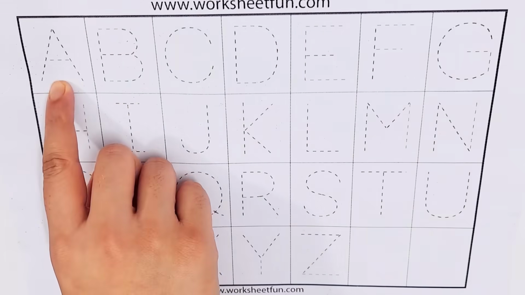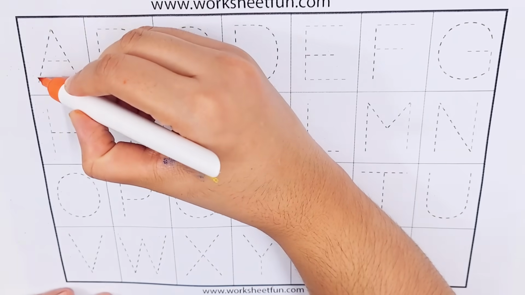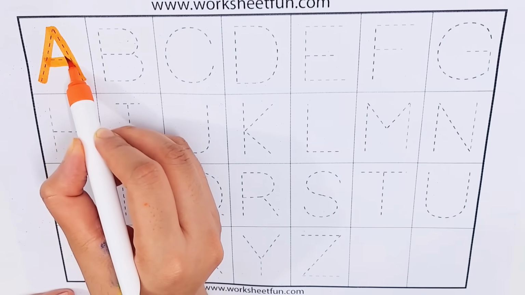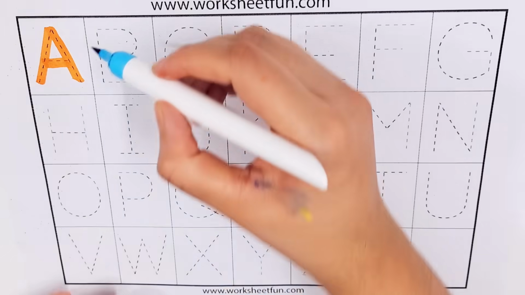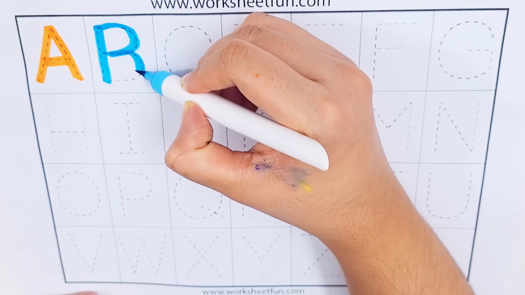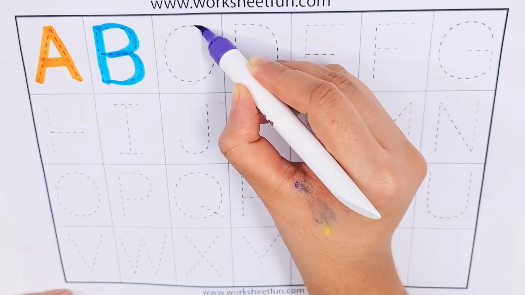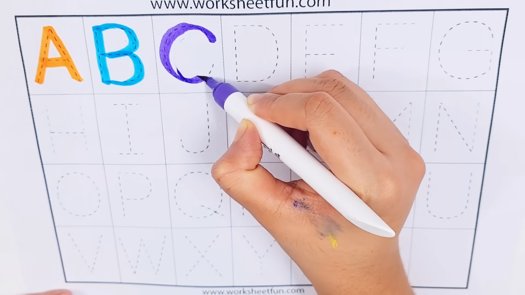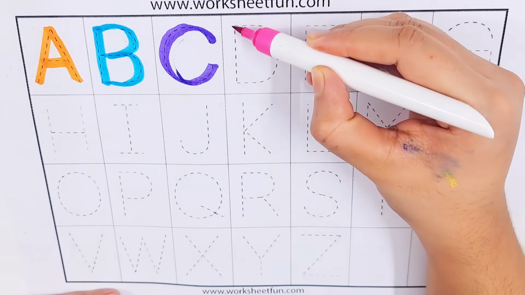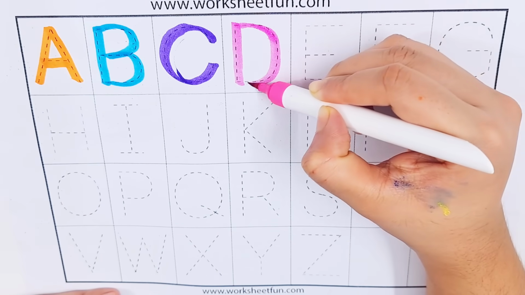Let's learn some alphabets. A, B, C, D. A for avocado. B for books. C for cake. D for dinosaur.